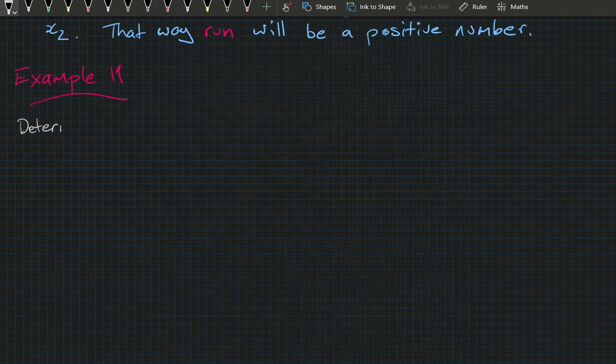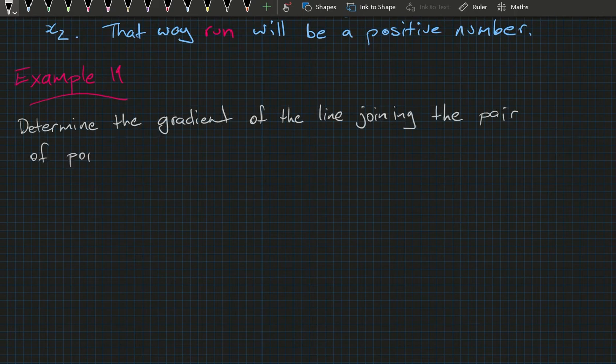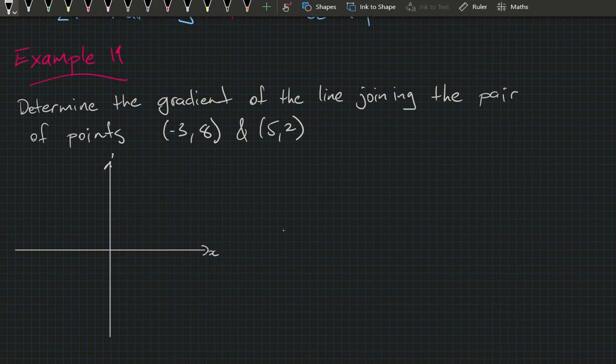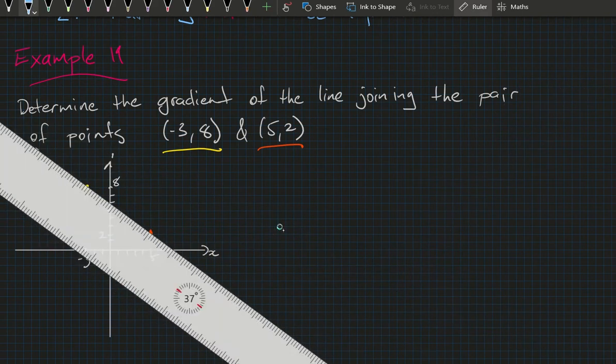In this example, we're asked to determine the gradient of the line joining the pair of points -3, 8 and 5, 2. Okay, let's draw the axes and mark in x values -3 and 5 and y values 2 and 8. And let's mark in the point -3, 8, and then we'll mark in the point 5, 2, and then we can add the line.